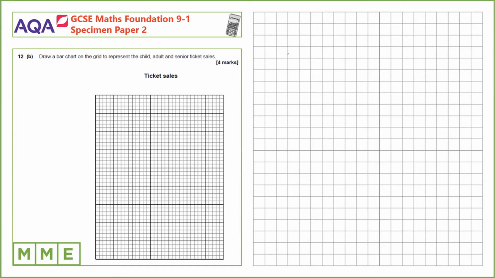Question 12b. Draw a bar chart on the grid to represent the child, adult, and senior ticket sales. We have the senior ticket sales from before. That was 140. We need to calculate the adult and child ones. The number of degrees for the adults was 126, so we divide that by 360, multiply by 800, which gives us 280 adult tickets.